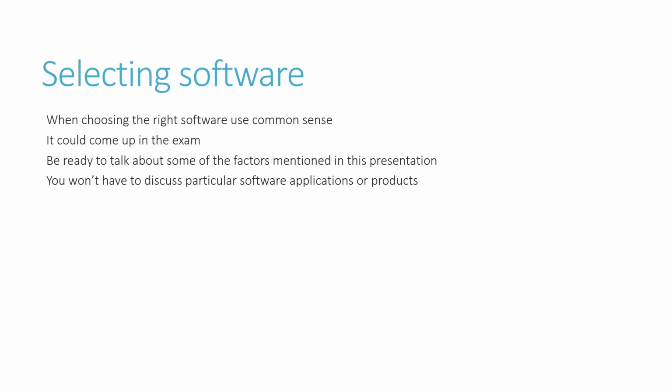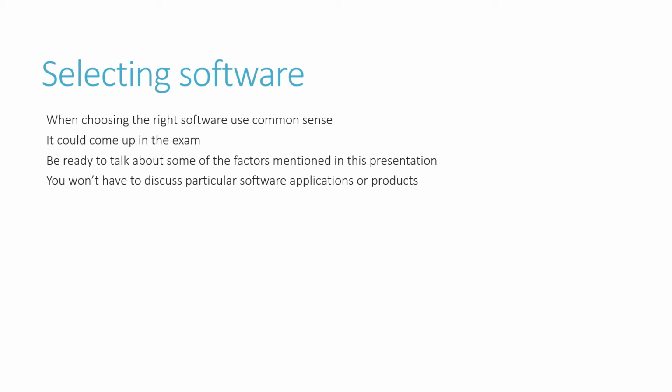So those are the advantages and disadvantages of the different types of software that I've been talking about. You may have to make decisions about which type of software to use in your future, and you might have to answer a question about it in the exam. A lot of this is a question of common sense, like the context of how much money you've got available, how much time you've got, how great your skills are in computing in order to adapt software. So be ready to talk about some of these factors.